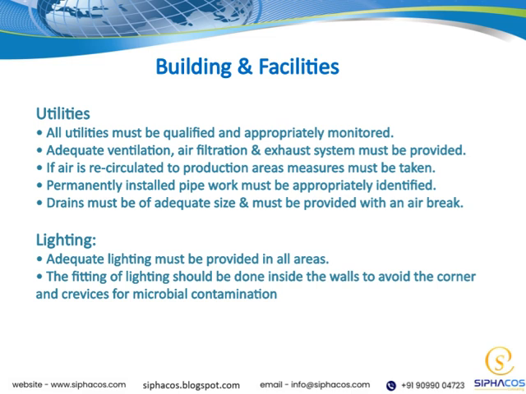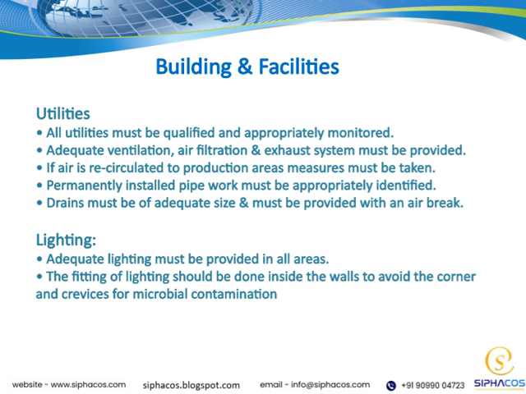Adequate ventilation, air filtration, and exhaust systems must be in place to maintain a healthy environment. If air is being recirculated into production areas, we need to take specific measures to prevent contamination. Additionally, all permanently installed pipework should be clearly identified so that maintenance and inspections are straightforward. Don't forget, drains must be of sufficient size and equipped with an air brake to prevent backflow and contamination.